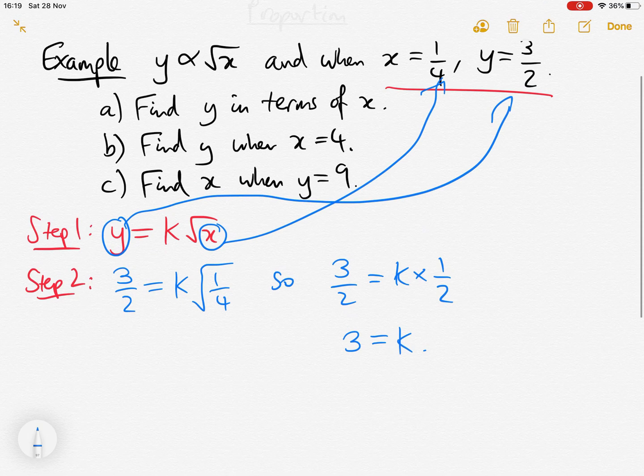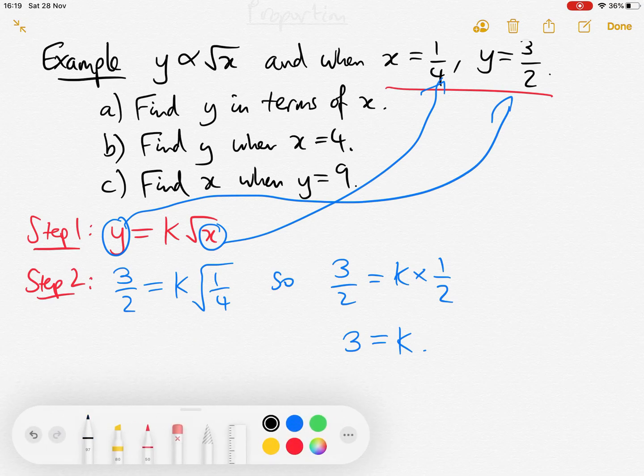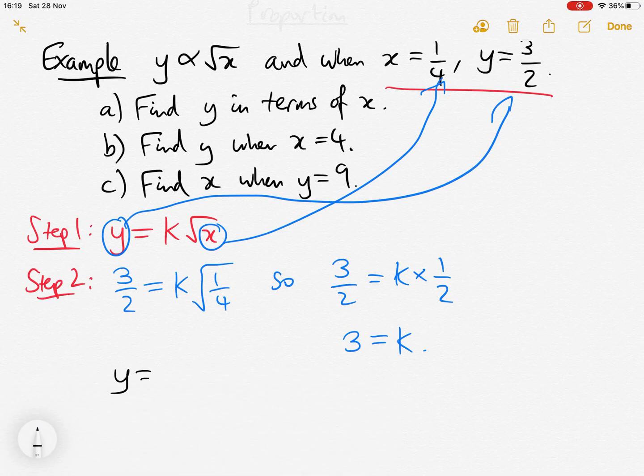So therefore, if we now put the value of k back into our formula in step 1, we can say y is equal to 3 times the square root of x. And that's the answer. That's a formula for y in terms of x. So a question that asks you to find y in terms of x that's about proportion is always asking you to find this value of k.